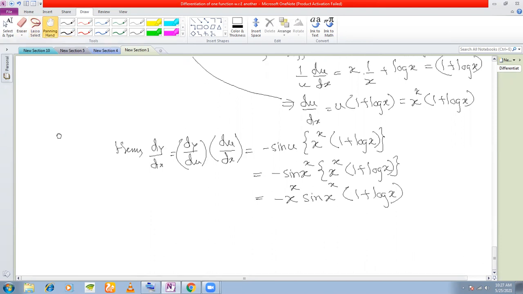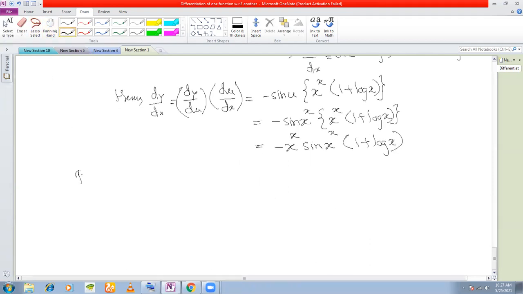Okay, so we'll do one last problem for today. Two or three more problems are left from logarithmic differentiation. We shall finish those after the vacations.